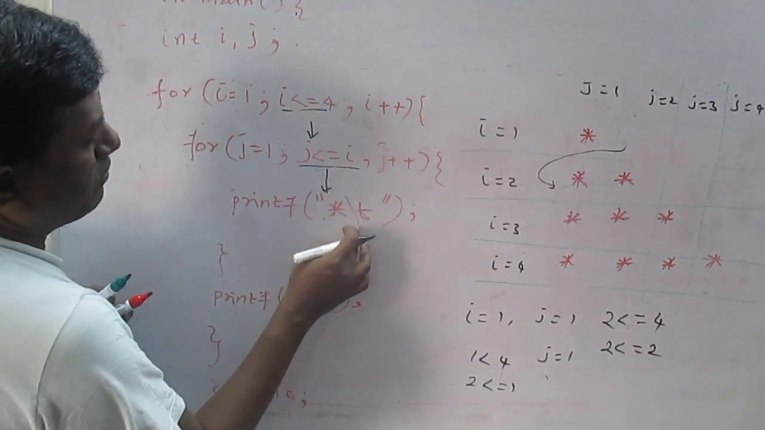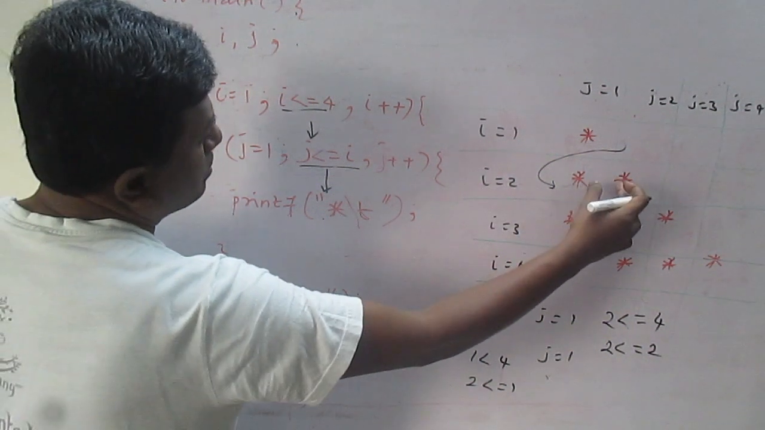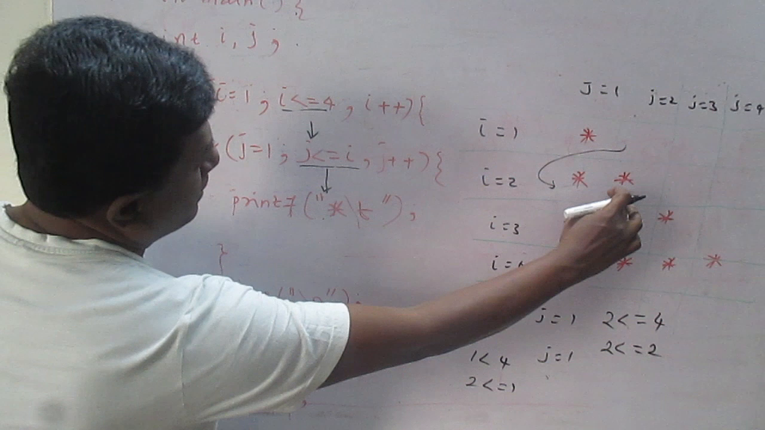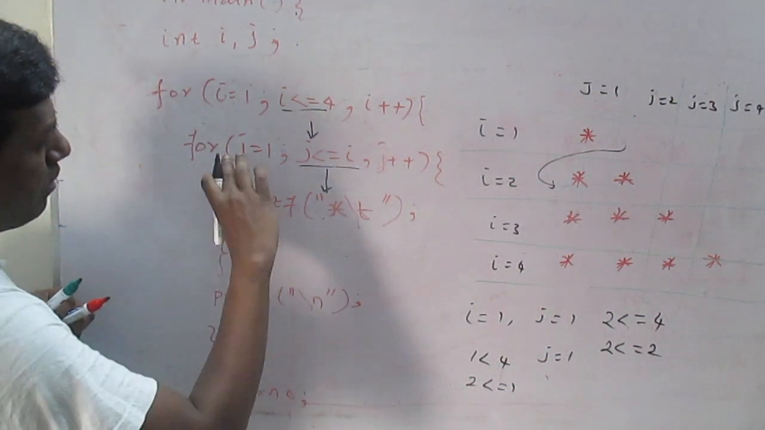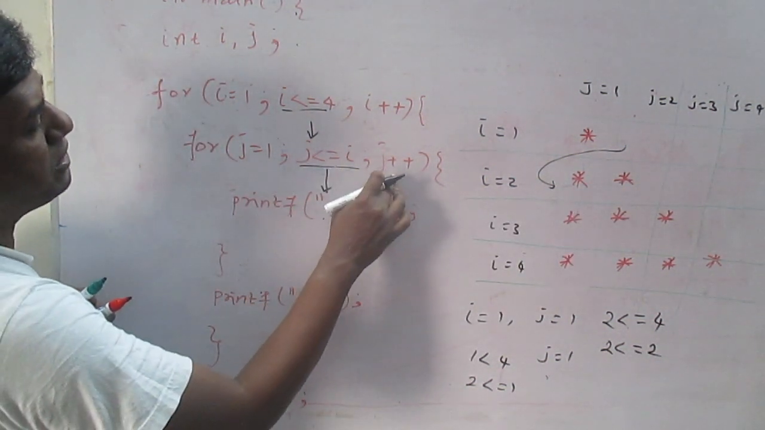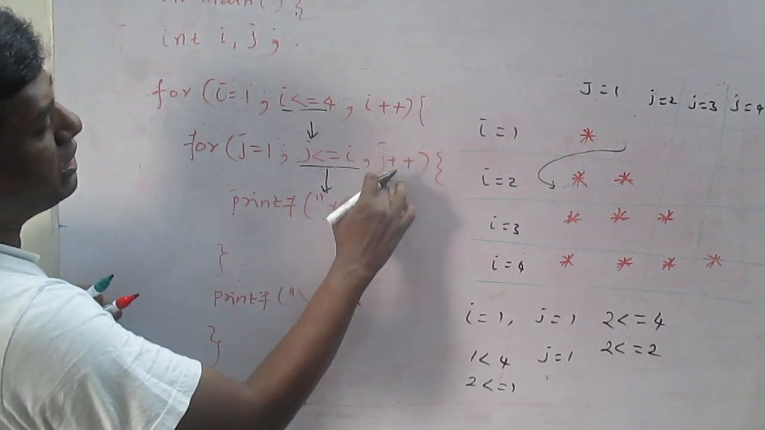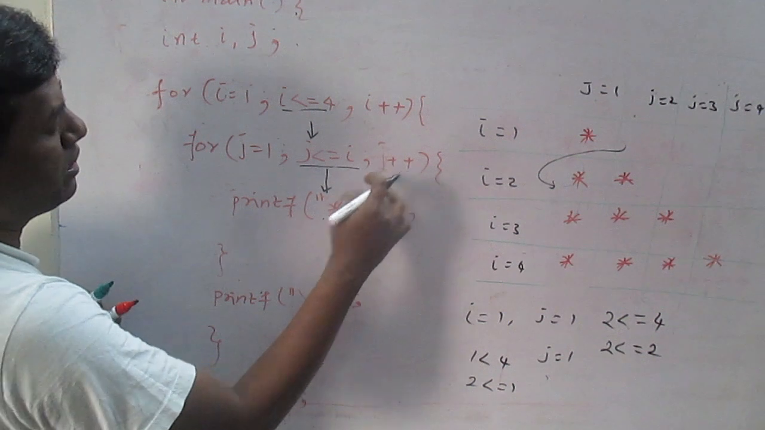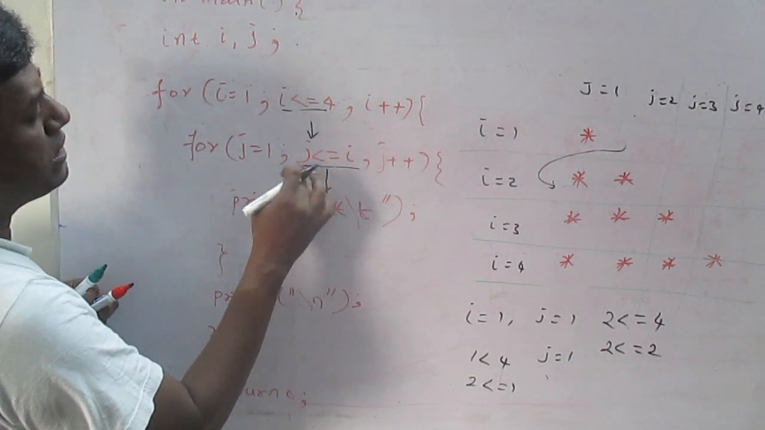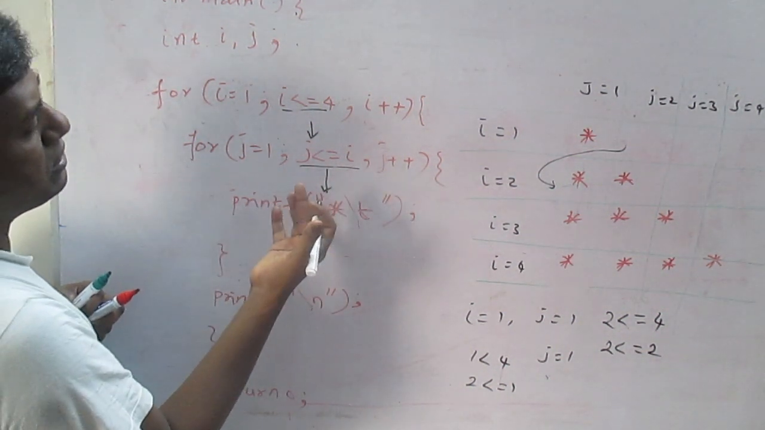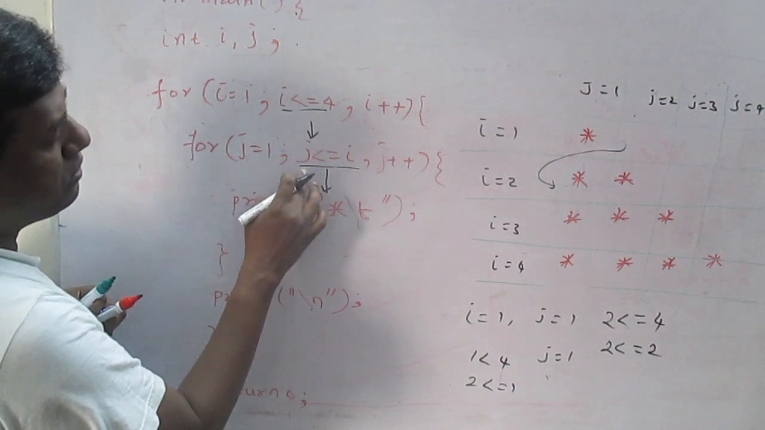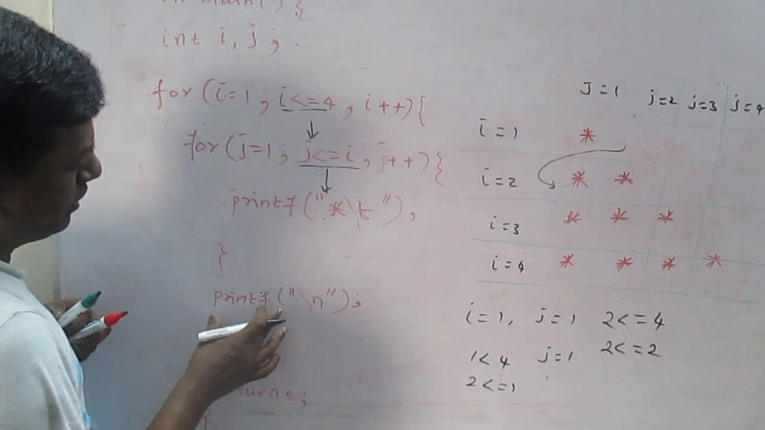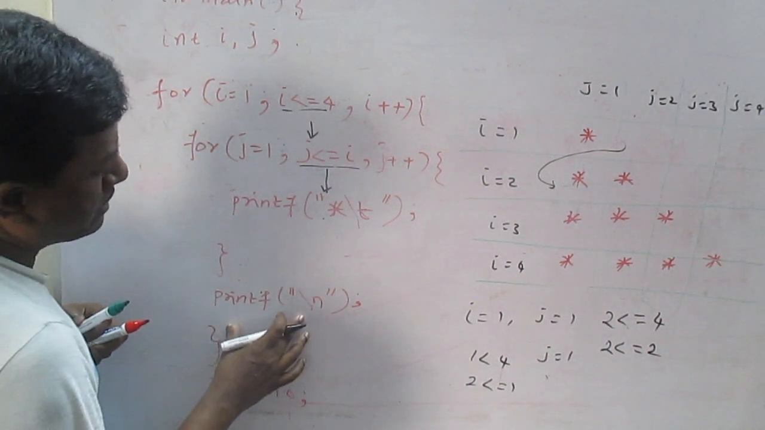In between the 2 stars there will be a tab space, that is backslash t. Then it will print the star. Now again we go back and do the increment. Previously j was 2, now it is incremented to 3. So now j is 3. 3 less than or equal to 2? The condition fails. So we will come out of this loop and print the next line character.